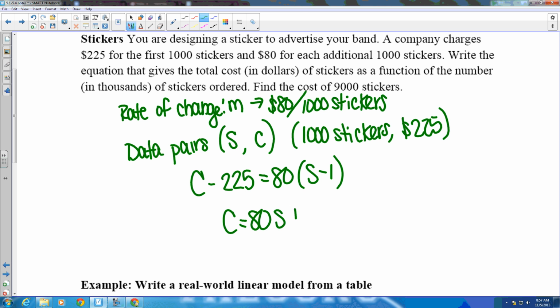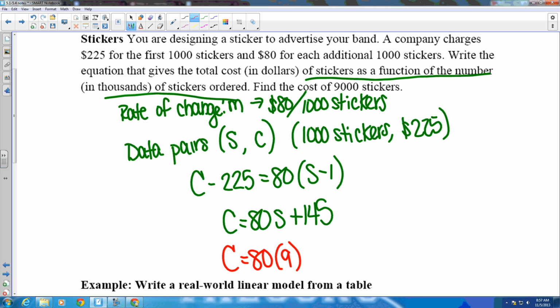Which ends up being 80S plus 145. We do have to rewrite it because it says we need to write it as a function of the number of stickers ordered. So we do want to solve it for C. And then we can use that equation to solve the second part, find the cost of 9,000 stickers. Which is $865.